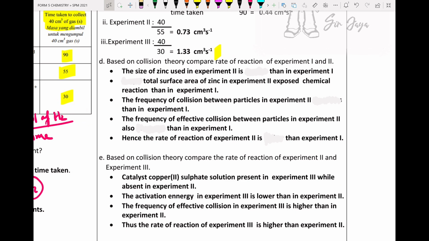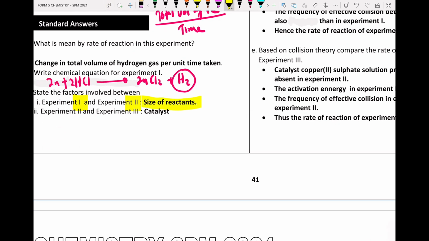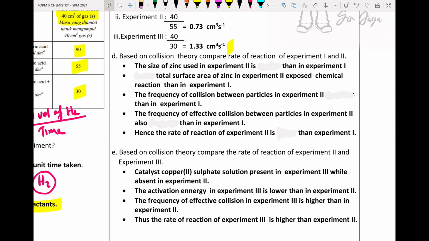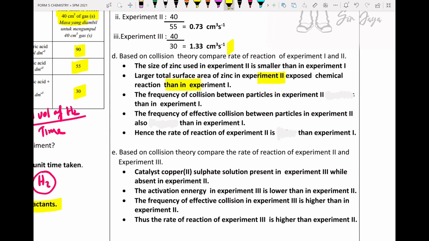Based on collision theory, compare the rate of reaction of experiment 1 and experiment 2. Rate of reaction for experiment 1 involved size of reactant. So how to explain? The size of zinc used in experiment 2 is smaller than in experiment 1. So when the size of zinc is smaller, a larger total surface area of zinc in experiment 2 is exposed to reaction than in experiment 1. The frequency of collision between particles in experiment 2 increases than in experiment 1. The frequency of effective collision between particles in experiment 2 also increases than experiment 1. Hence, the rate of reaction of experiment 2 is higher.